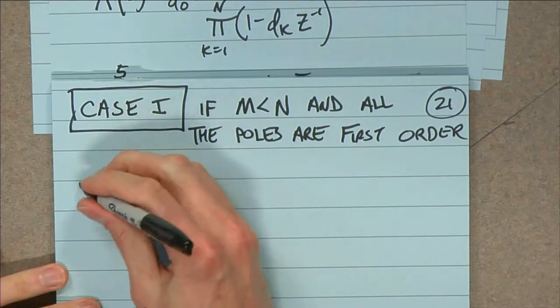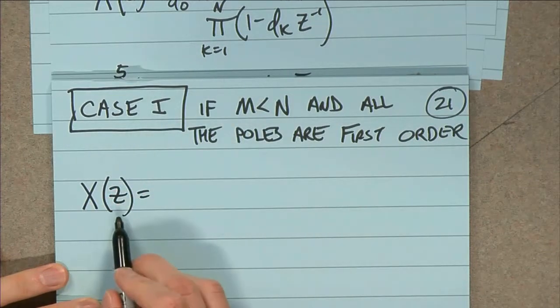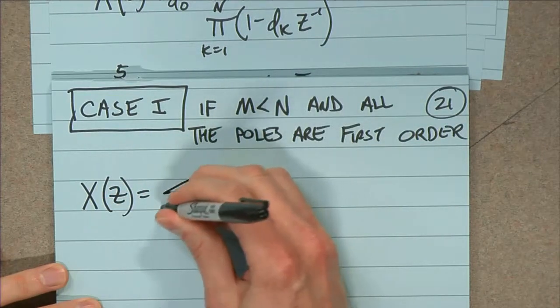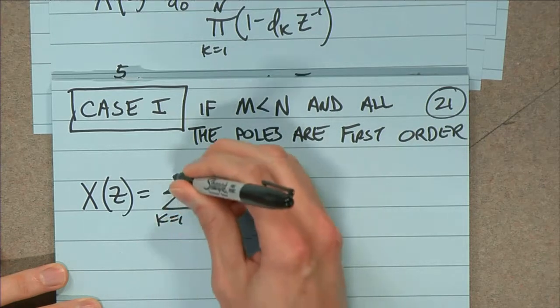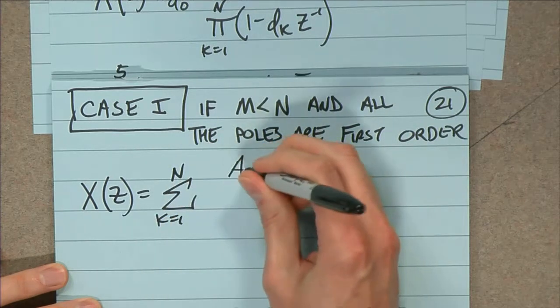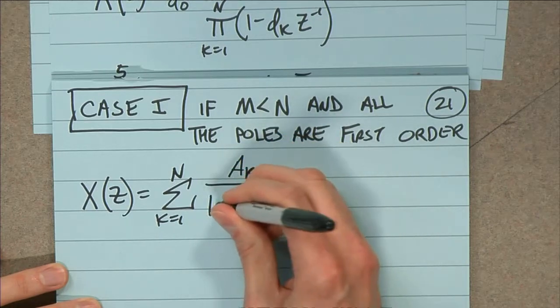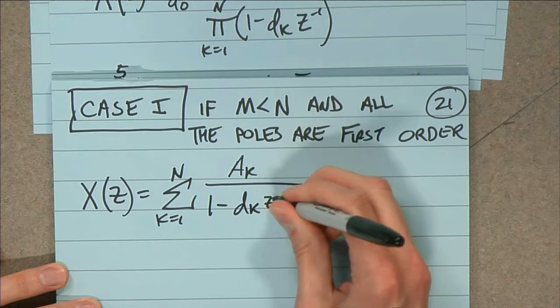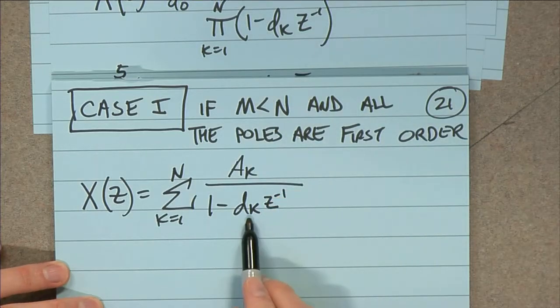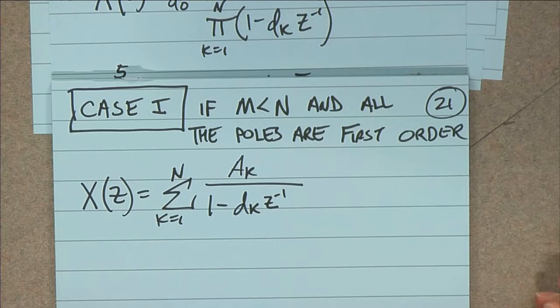So what we want to do is basically rewrite X(z) as a summation from k equals 1 to n of A sub k over 1 minus d sub k z inverse. Remember, these d sub k's were the non-zero poles. The point of writing it like this is because this is very easy to z transform. We already know what that is. Depending on region of convergence, it's just a geometric series. So that's pretty easy once we have this expression.